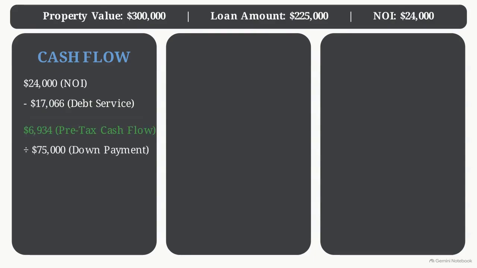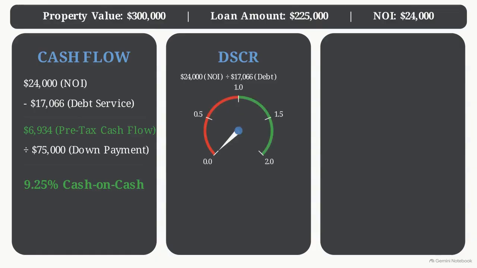Subtracting debt service from our $24,000 NOI leaves $6,934 in pre-tax cash flow. Dividing that $6,934 by the $75,000 initial down payment reveals a cash-on-cash return of 9.25%.